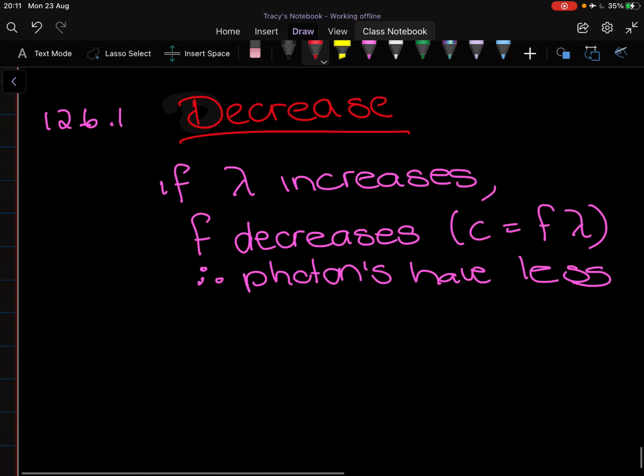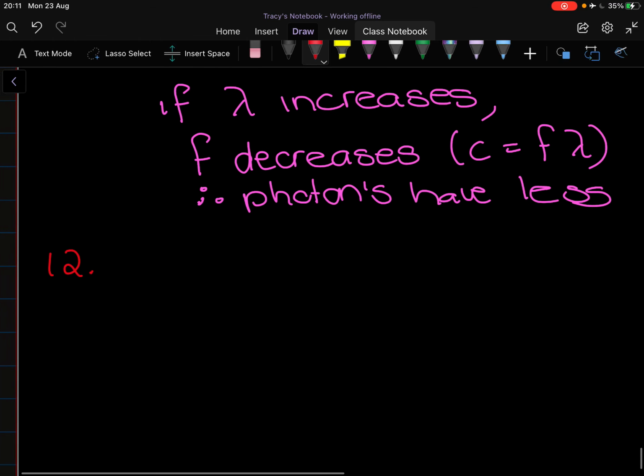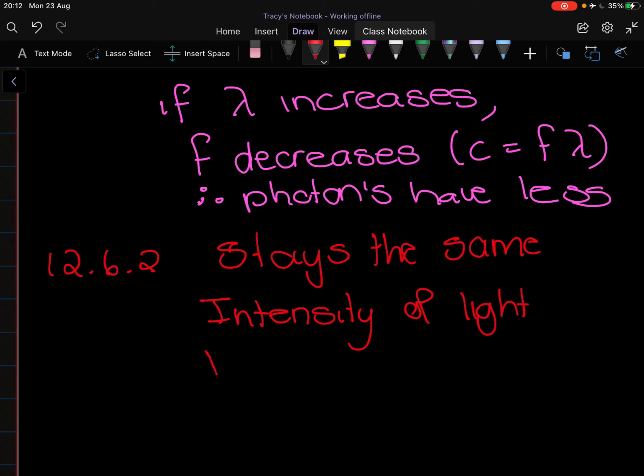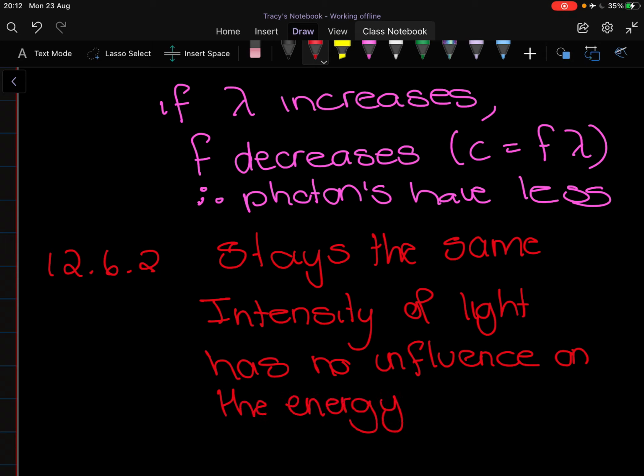Okay? Then if the intensity of light increases, well, intensity of light's got nothing to do with the energy of the photons. So here it stays the same. Why? Because the intensity of light has no influence on the energy of the photons. Okay. Done.